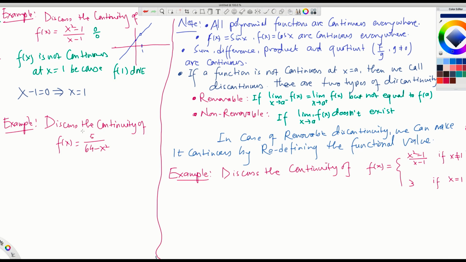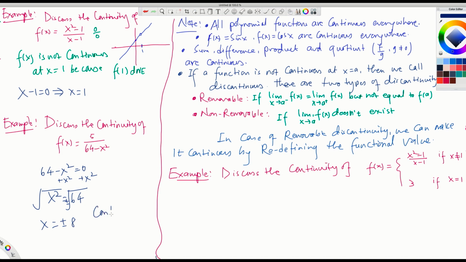Let us look at this example. There is no graph, right? But there is x in the denominator. How do I find the x values where the function is not continuous? You do 64 minus x squared equals 0. Add x squared on both sides. You get x squared equals 64. Take the root. When you take the root, you need to do plus and minus both. So you get x equals plus or minus 8. So this function is continuous everywhere except at positive 8 and negative 8.